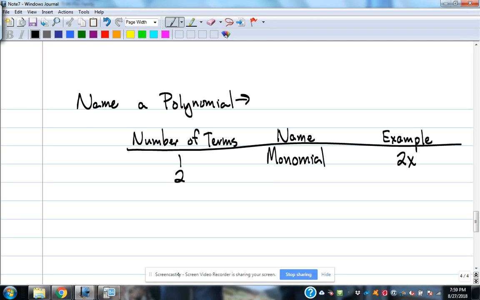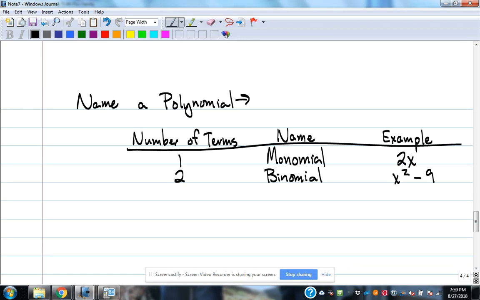If there are 2 terms, what did you learn to ride when you were a kid, or hopefully you learned to ride when you were a kid, that had 2 wheels? A bicycle, right? Bicycle means 2 wheels. So a binomial has 2 terms. X squared minus 9. That's an example of a binomial. It's got 2 terms, 2 things separated by addition or subtraction that cannot be simplified. Okay? We've always got to look to simplify before we can name it. Okay? So your x squared can't go with a 9 because we're not like 9.